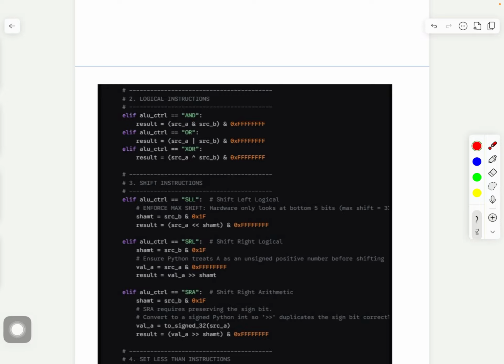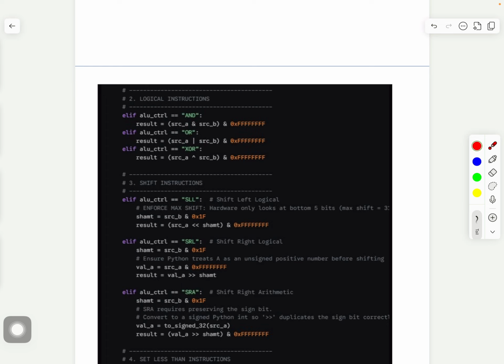Shift right. Shift right logical, sorry, this L is for logical. This is the function we had previously created, remember that? So this is simple. You are making sure it's 5 bits, you're making sure this is 32 bits, and you shift right. You don't have to worry about anything, since value A is already masked, and the shift amount is masked.